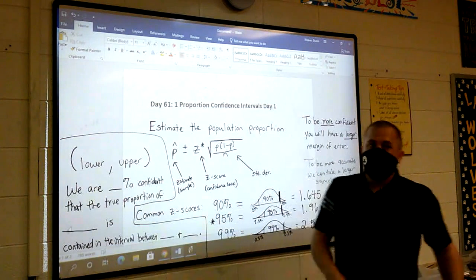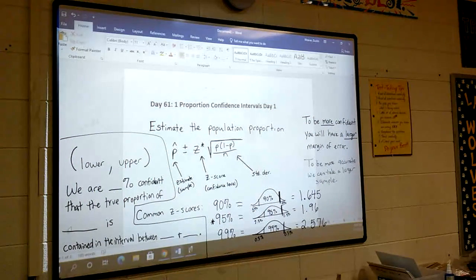So we're going to say the same thing with every problem. We're just going to change the context of the problem. But that's a sentence you need to kind of memorize. So we are blank % confident that the true proportion of whatever the problem is contained in the interval between this and this. Now, when we're talking about means later, we'll say we are blank % confident that the true mean is contained in the interval between there and there. So this sentence is going to help you no matter what interval we're talking about.